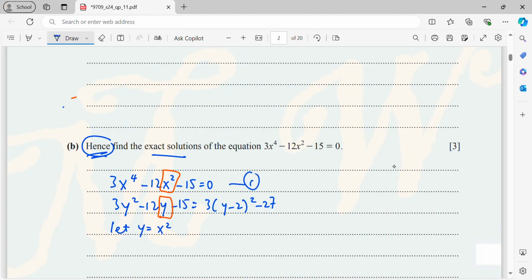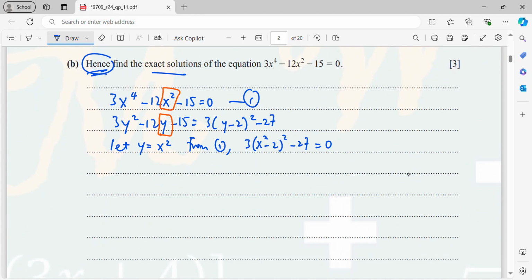That means the first equation, from the first equation, it will be 3 of y minus 2 squared minus 27 equals 0. Now it is not y; now I change my y into x squared, therefore you have to change to x squared as well. Then from here, to get the x, because now you are solving the equation in terms of x, the negative 27 will be moved to the other side. Then you will be getting this expression. And now divide the whole equation by 3.